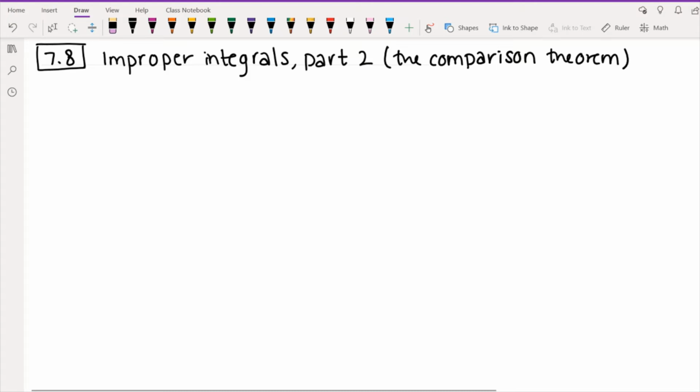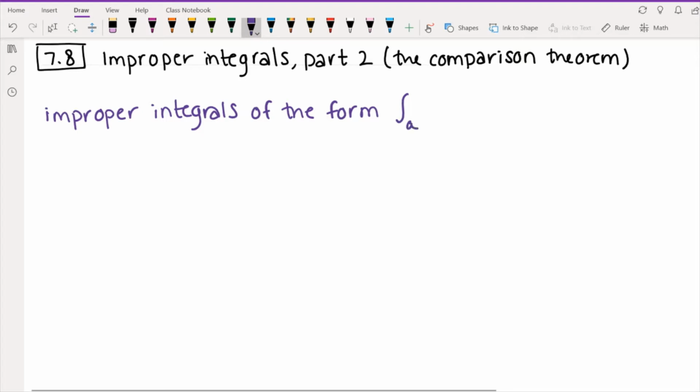Hi everyone. So in this video, we're going to be talking about another method for evaluating improper integrals called the comparison theorem. So in order to introduce the comparison theorem, I first want to talk about a certain type of improper integral. So let's talk about improper integrals of the form the integral from a to infinity of 1 over x to the p dx.